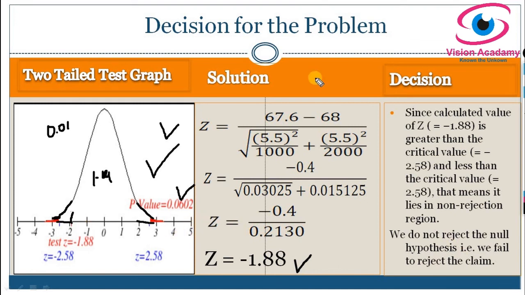Our claim is mu1 is equal to mu2, that is 67.6 equal to 68. We fail to reject our claim. So you can say mu1 is equal to mu2.